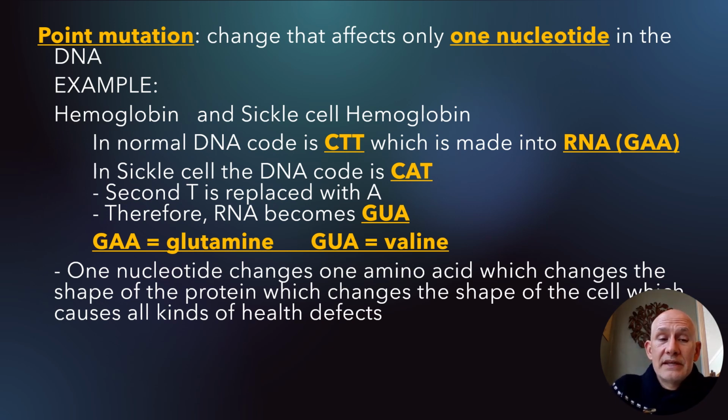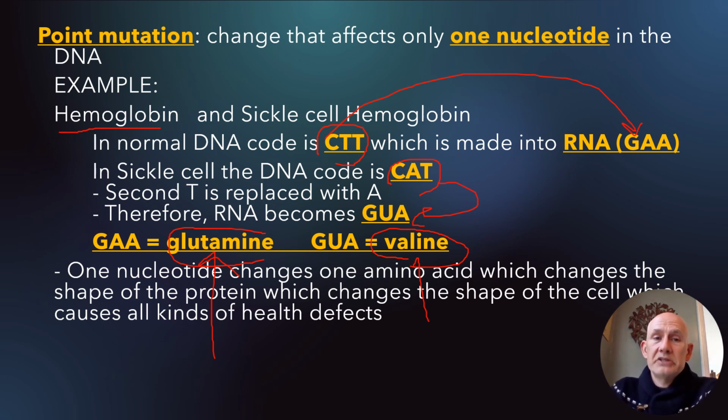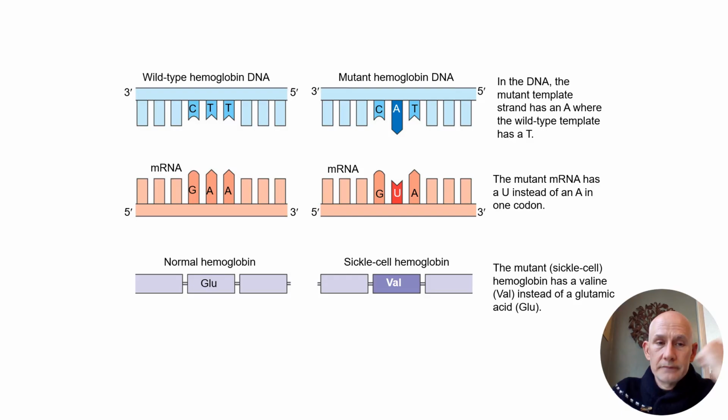So we saw this in sickle cell anemia. Your normal DNA is CTT. That was mutated into CAT. Normal DNA brings in a glutamine because CTT is made into the RNA GAA. CAT is made into GUA, and GUA brings in valine. This is a polar amino acid. This is a non-polar amino acid. So that causes the protein to change its shape, which gives you all the effects of sickle cell anemia.